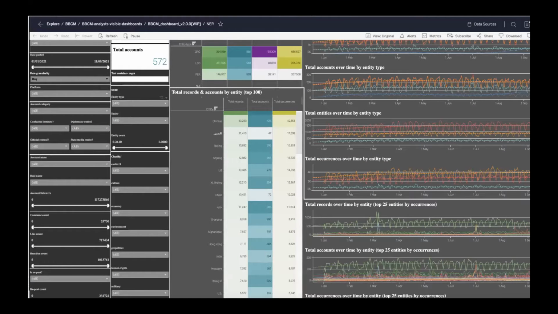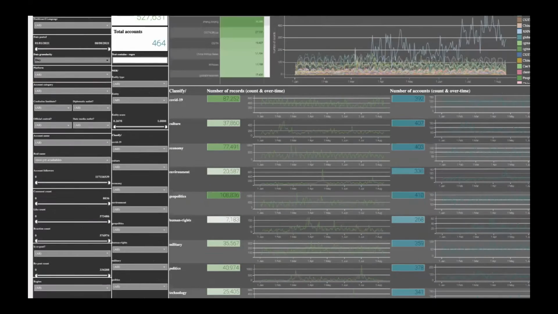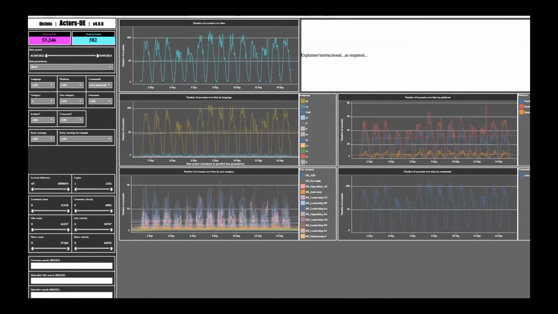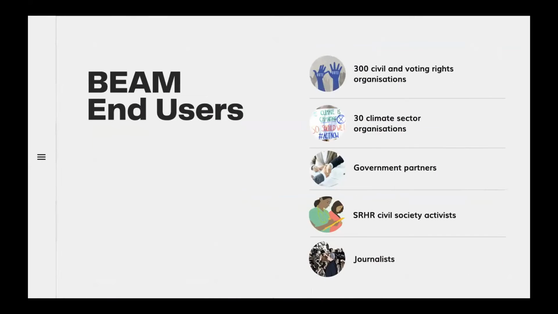In terms of outputs, typically what we are finding works best is a series of highly bespoke dashboards, which we will create for a specific event or a specific thematic area. These are dashboards which have been built, I believe, probably for state. Yeah, these are ones for state influence operations. And then other ones we built, for instance, around COP26, and we almost always build bespoke dashboards around other elections.